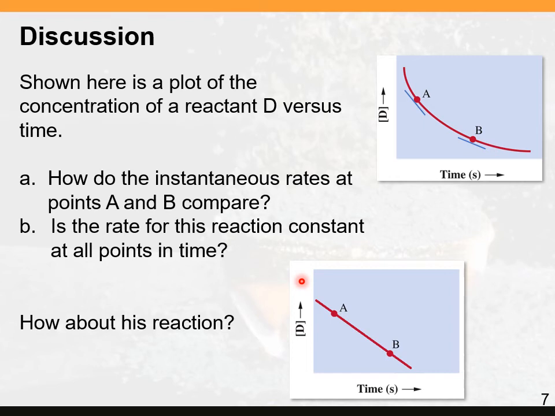Rate is independent of concentration. As concentration of the reactants decrease as they are used in the reaction, rate does not change. Rate is constant. The decrease of concentration is linear.